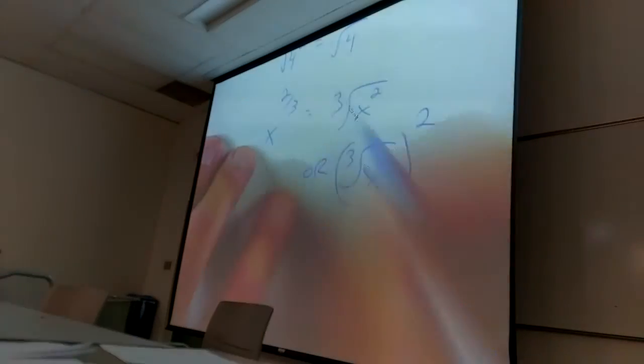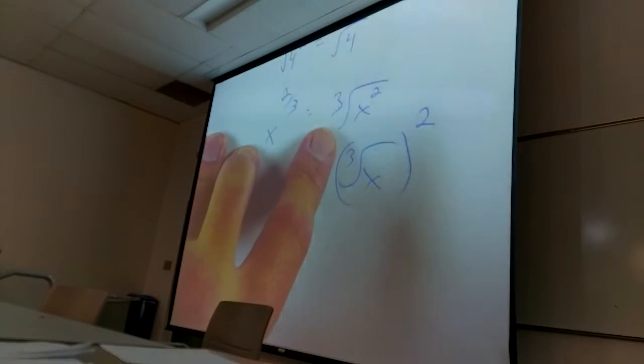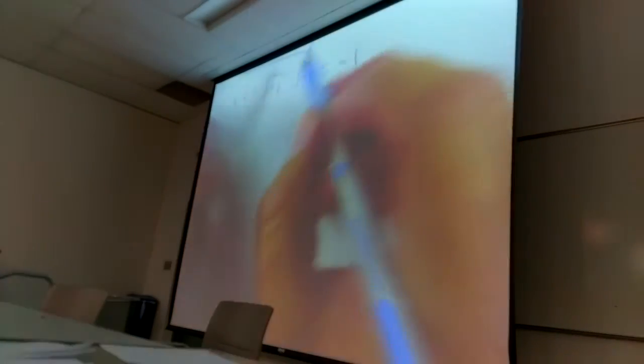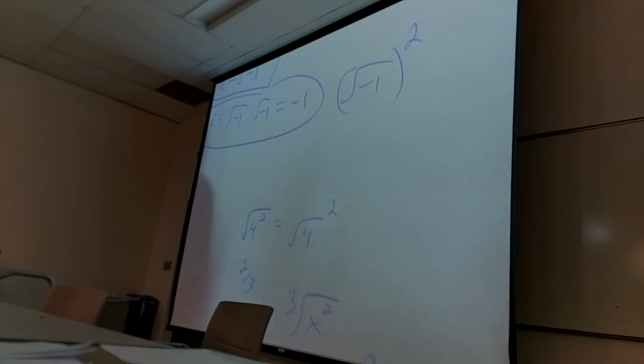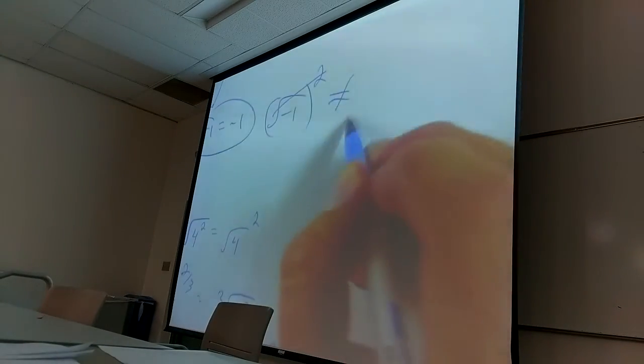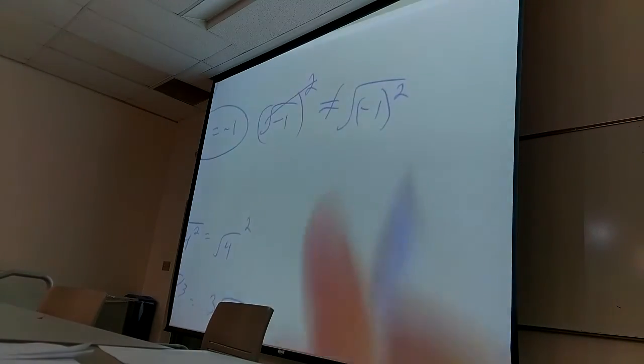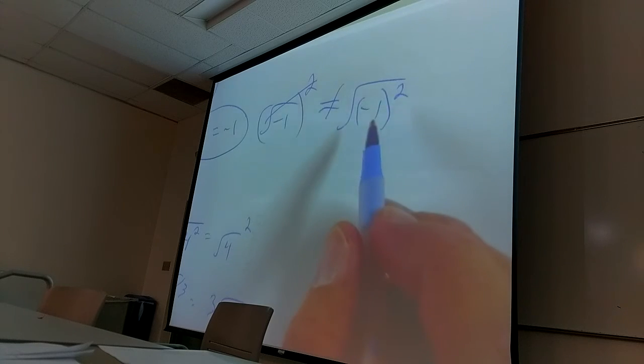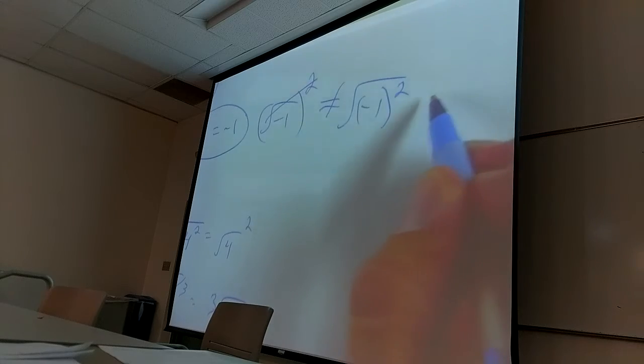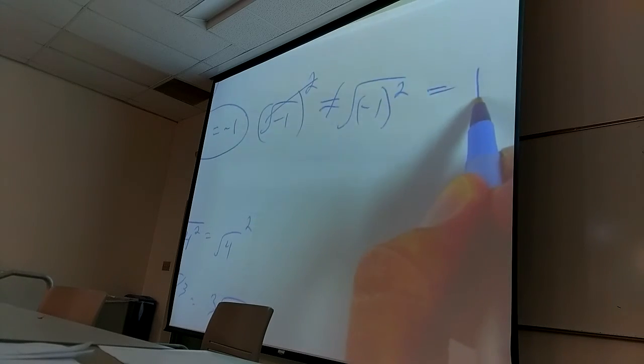This is a specific rule that only works when you have real numbers. Up here, this is the square root of negative 1 squared. Now that is negative 1, because the square root and the square cancel. Do you guys see that? But this is not the same thing as the square root of negative 1 squared. What would this be? Negative 1 squared is 1, and the square root of 1 is 1. These are different.